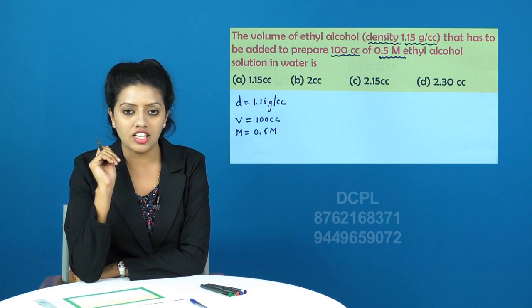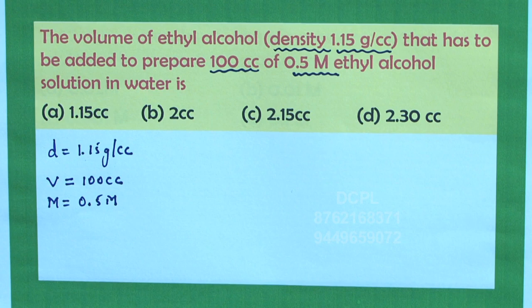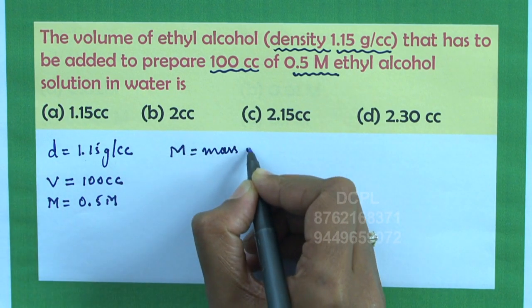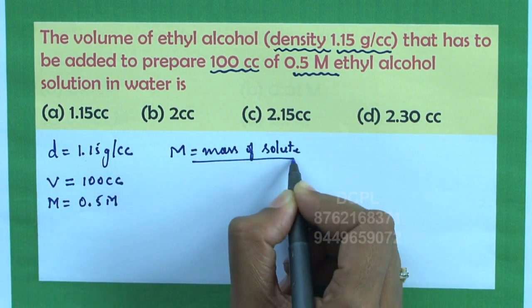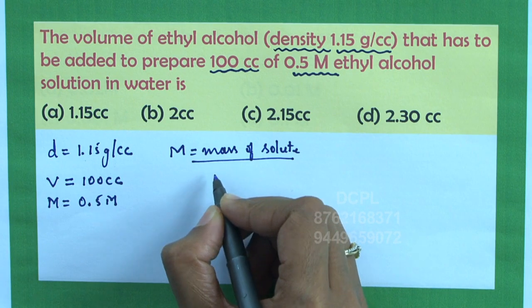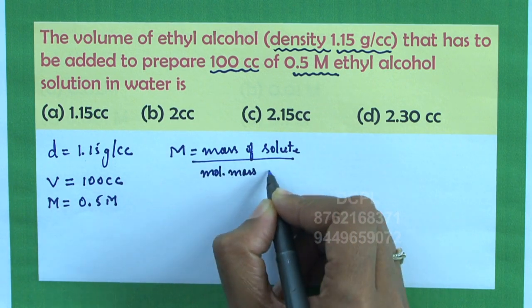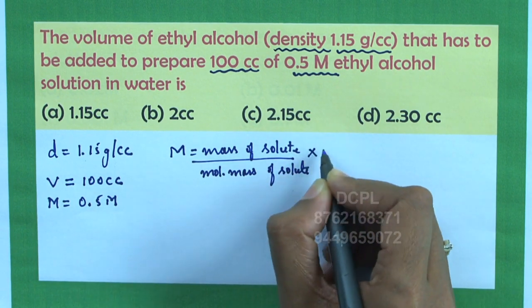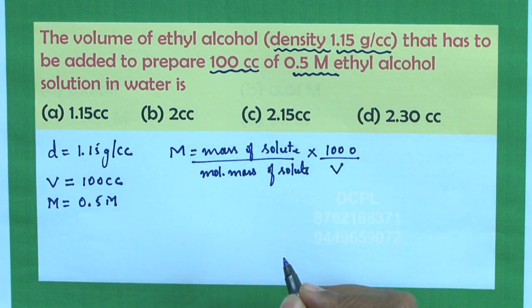From the given data, it is evident that we have to make use of the molarity relation, and we already know that molarity is given as mass of solute divided by molecular mass of solute, that is nothing but number of moles of solute, into 1000 divided by volume of solution.